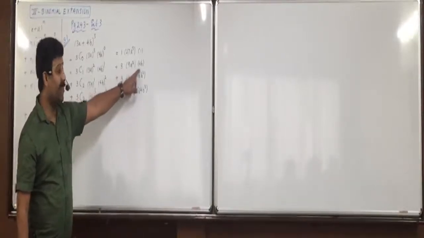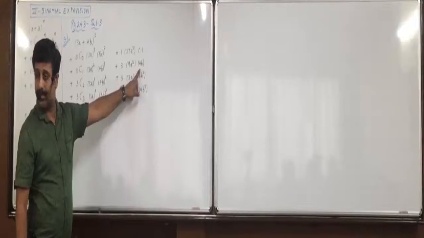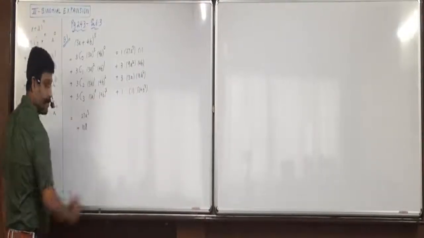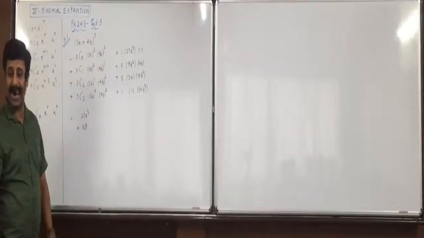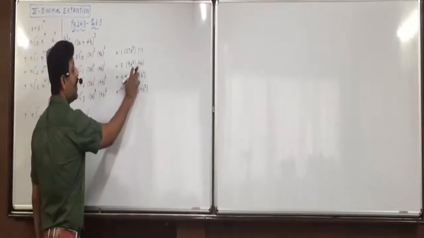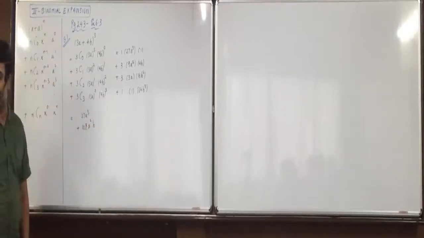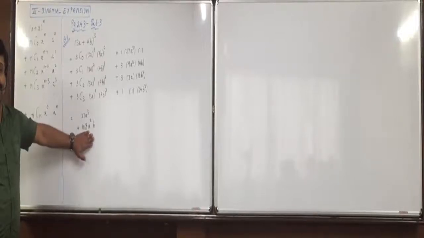3 into 9 into 4, 108. Able to understand? Right, 108. And the variables stay as they are, a square b. Any confusions? Raise your hand if you are not clear with 108 a square b.